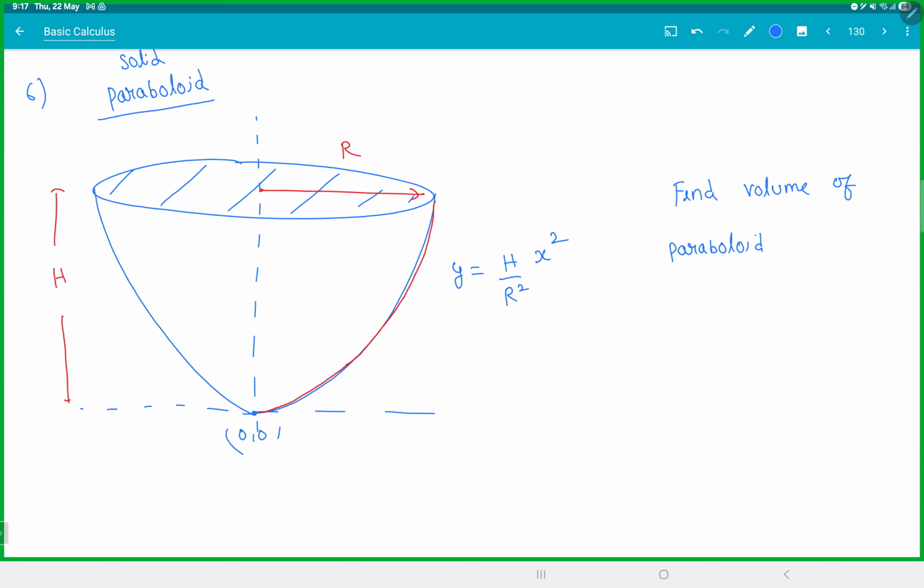By R power 4. No, the dimensions were not matching.